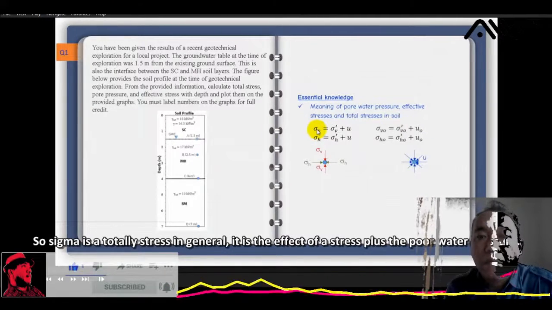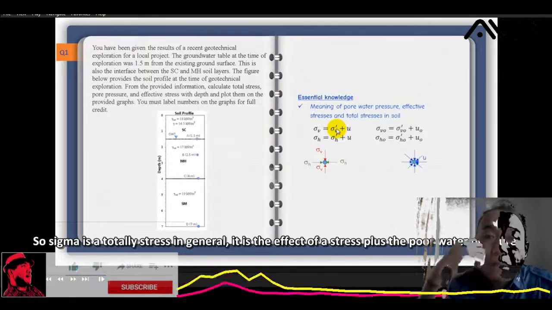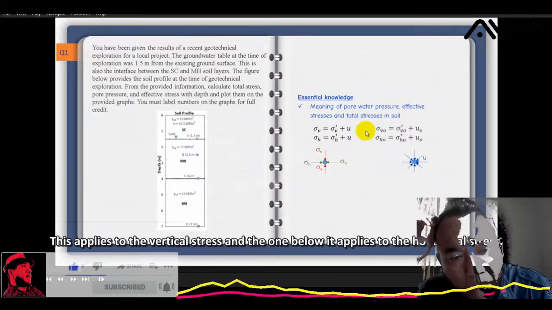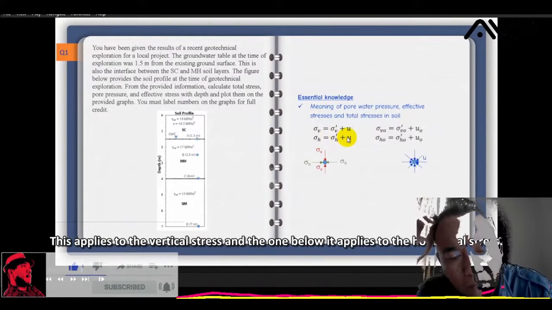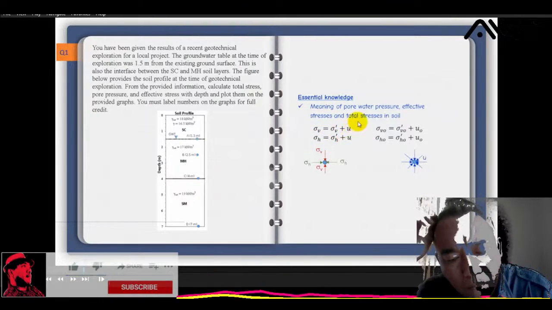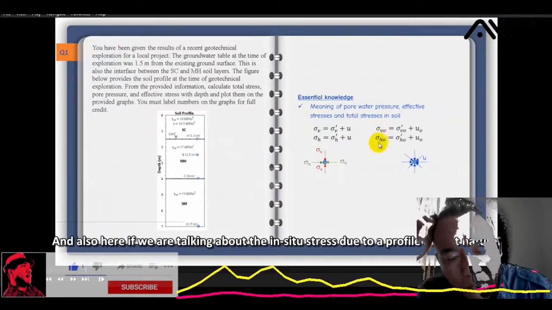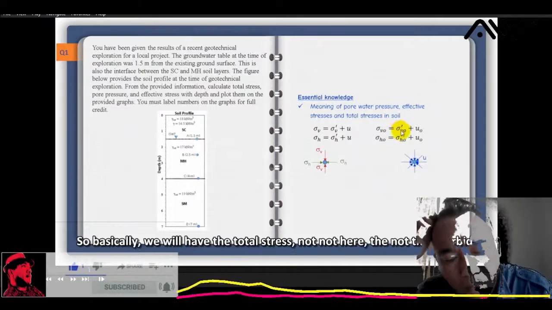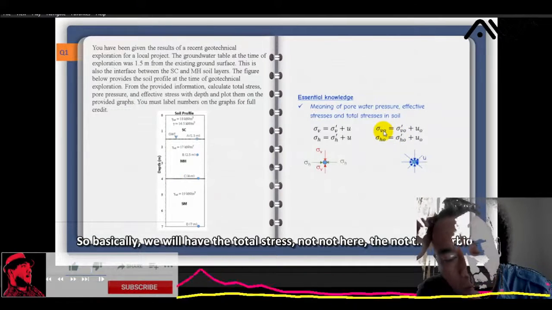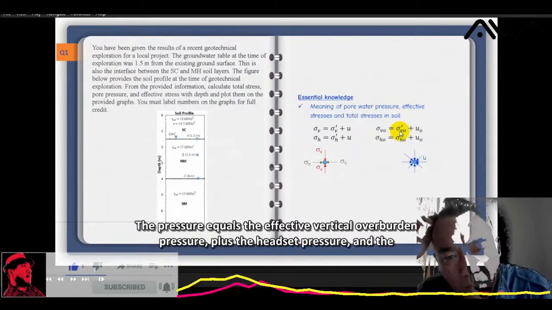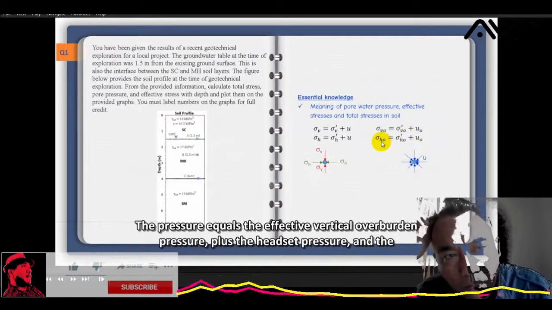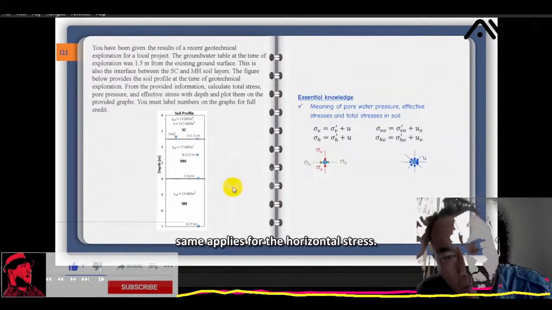So sigma V is the total stress. In general, it is the effective stress plus the pore water pressure. This applies to the vertical stress, and the one below it applies to the horizontal stress. And also here, if we are talking about the in situ stress due to a profile of that nature, basically the total stress, which denotes the overburden pressure, equals the effective vertical overburden pressure plus the hydrostatic pressure. And the same applies for the horizontal stress.